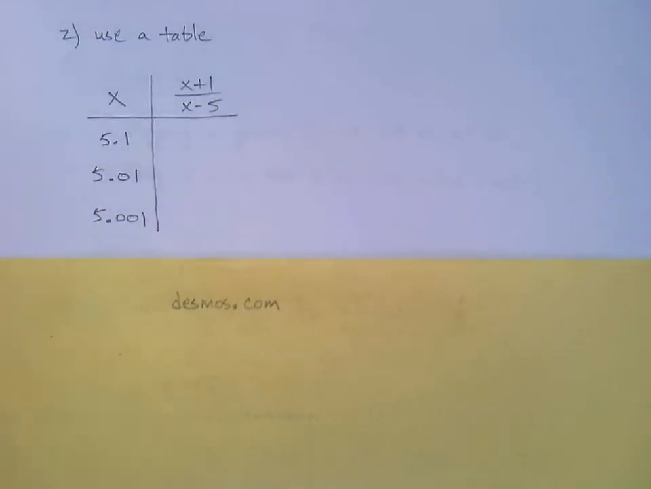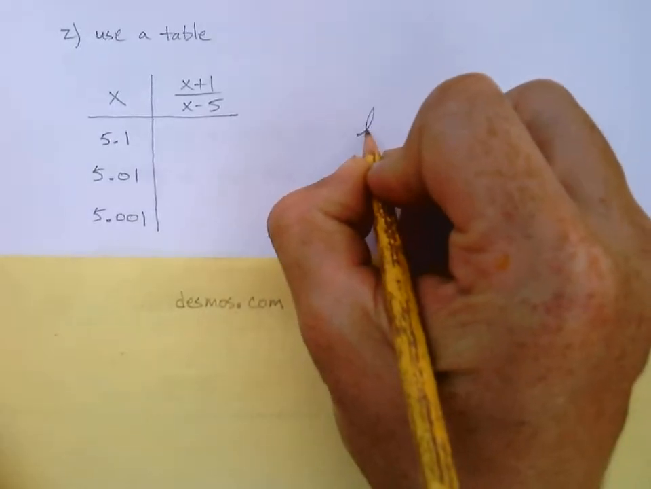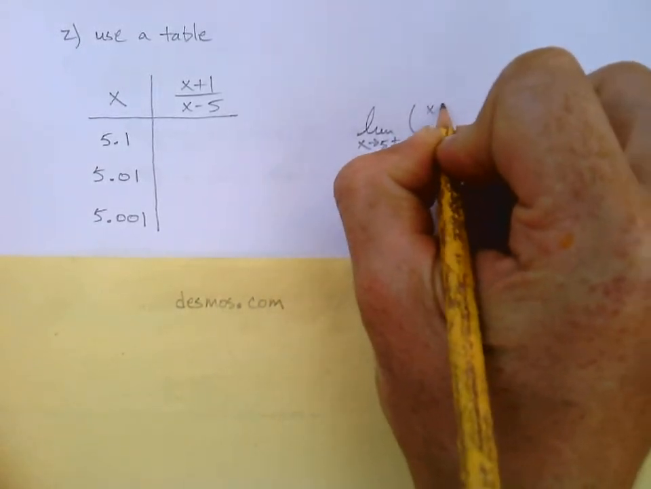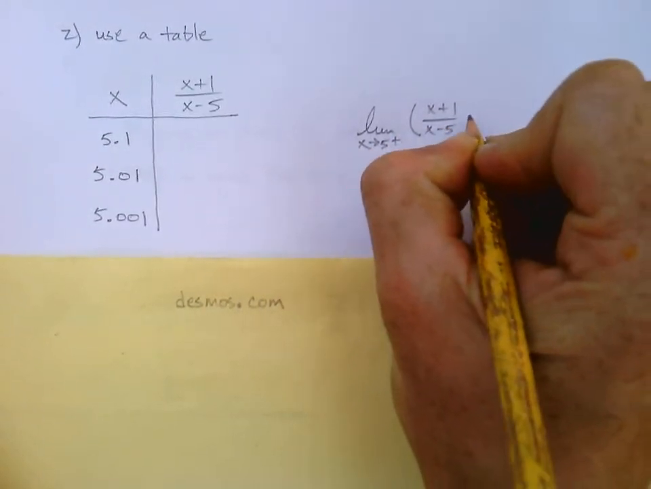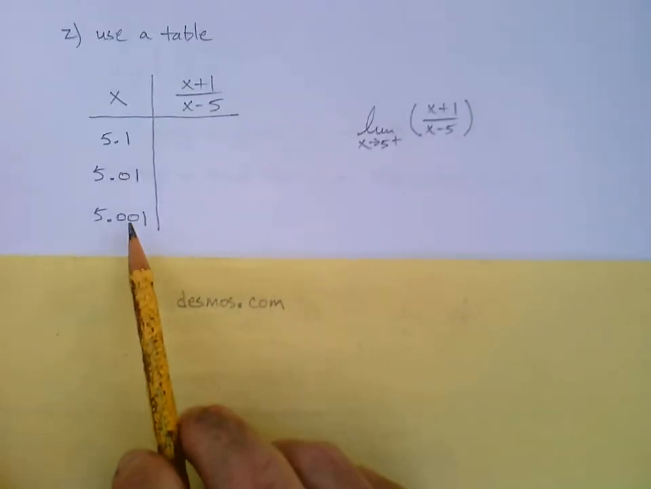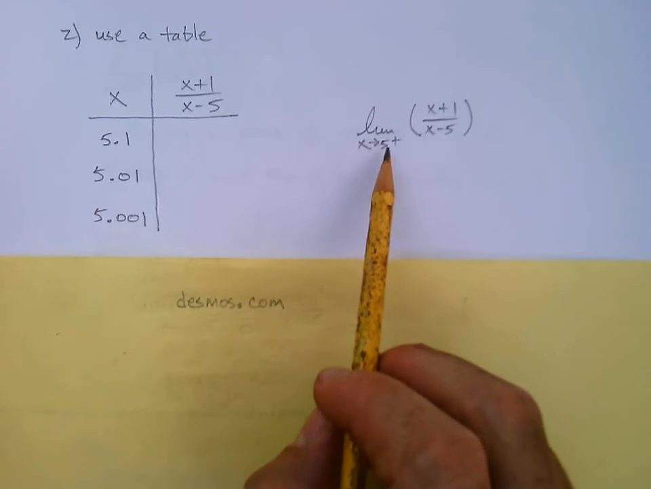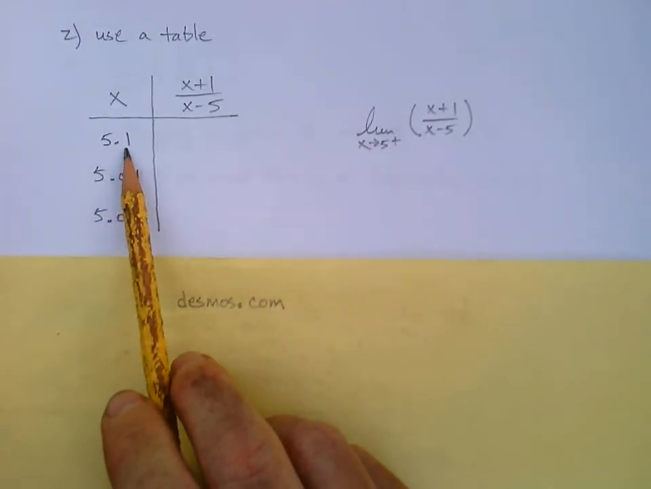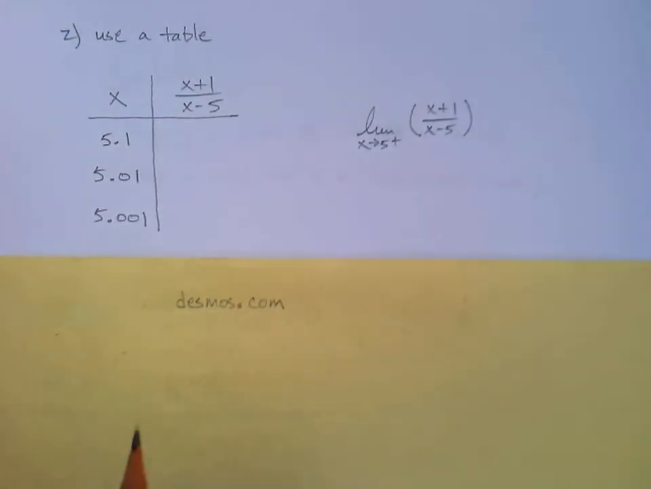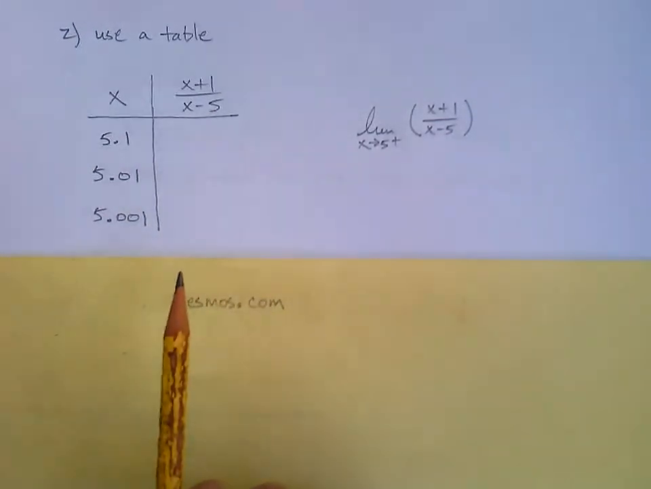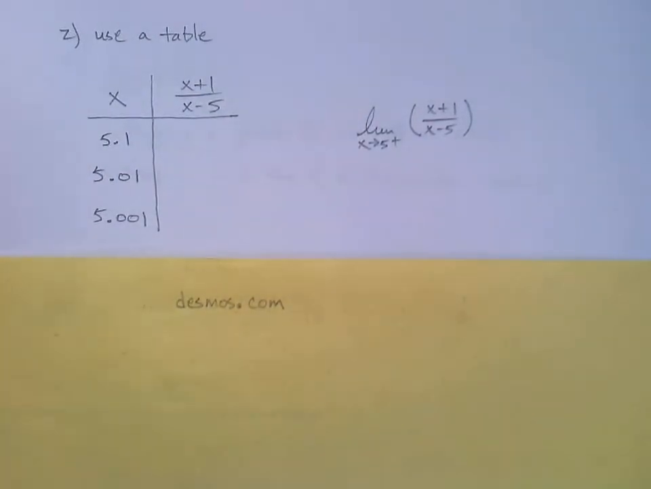Using the table. Okay. So if you recall, we were looking at the limit as x approaches 5 from the right, of (x plus 1) over (x minus 5). And you notice I've only got one table this time because we only need to look at the right side. So I'm going to pick values a little bit bigger than 5, right? And plug each of those in to our function.